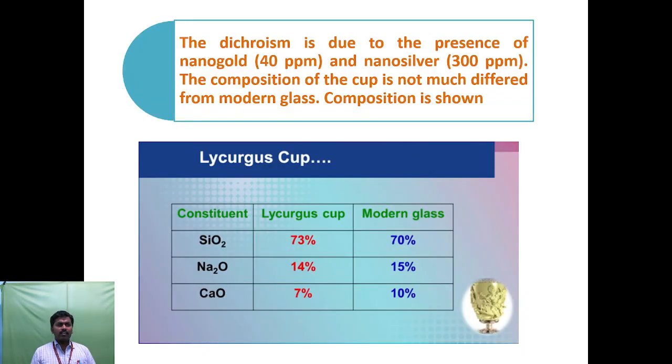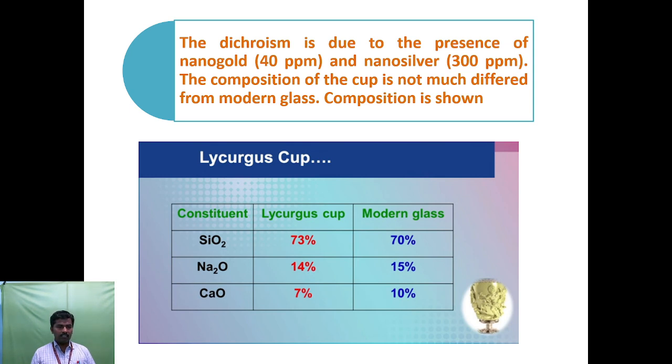The dichroism is due to the presence of gold nanoparticles and silver nanoparticles. The composition of the cup is not much different from modern glass. The composition is shown in the table. Both modern glass and the Lycurgus cup glass have nearly the same composition: silicon dioxide, sodium oxide and calcium oxide. There is only a very little difference between the Lycurgus cup and the modern glass.